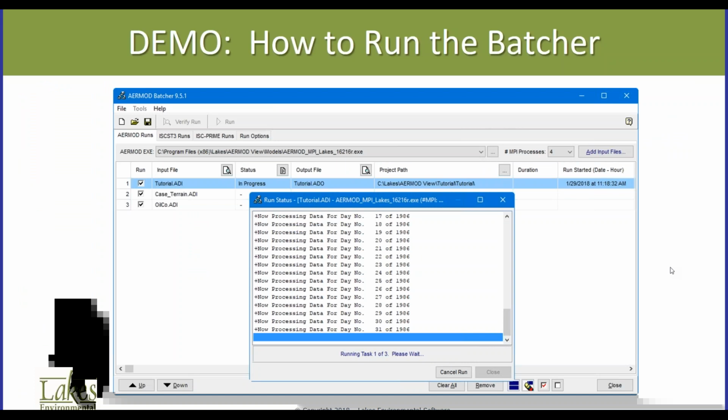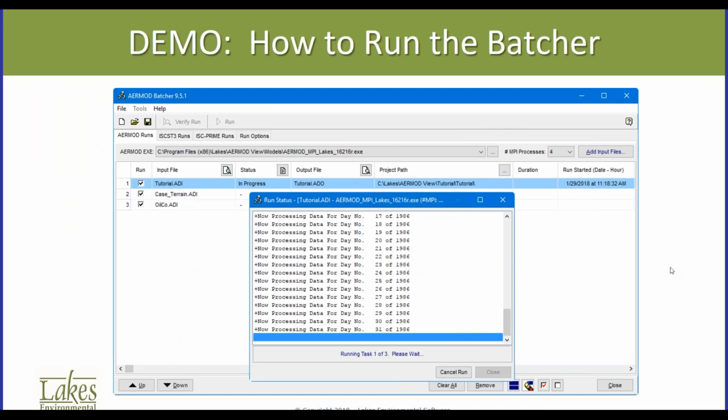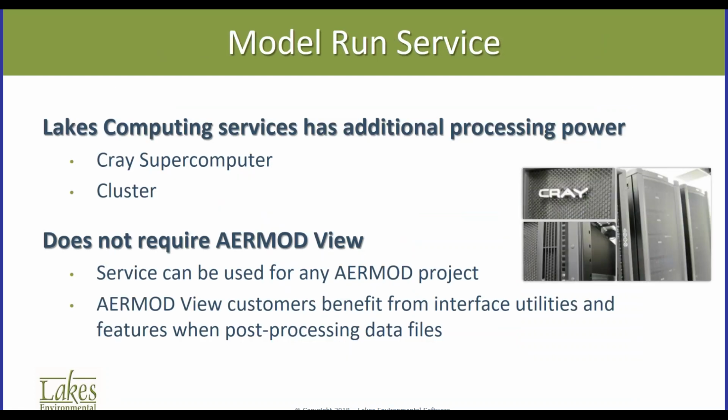So we've run AERMOD MPI through AERMOD View. We've also utilized Batcher to run AERMOD MPI on a second computer, gaining even more time. One additional way that you can gain time is to use a model run service that Lakes Environmental has for you. Our Lakes computing services use additional processing power beyond the 8 processors that you already have access to via our in-house supercomputers in our server farm, as well as using clustered computers on the cloud. Through these processes, we can take advantage of an increased number of processors to dramatically reduce your model runtimes.